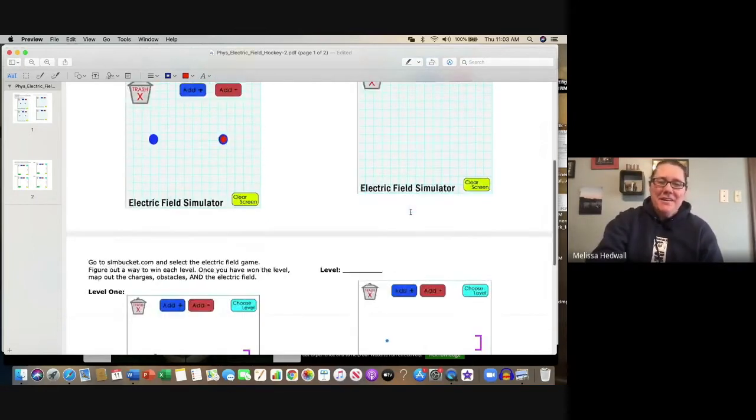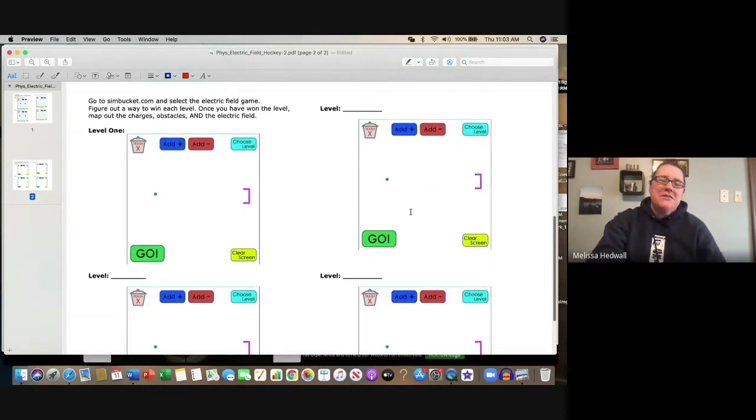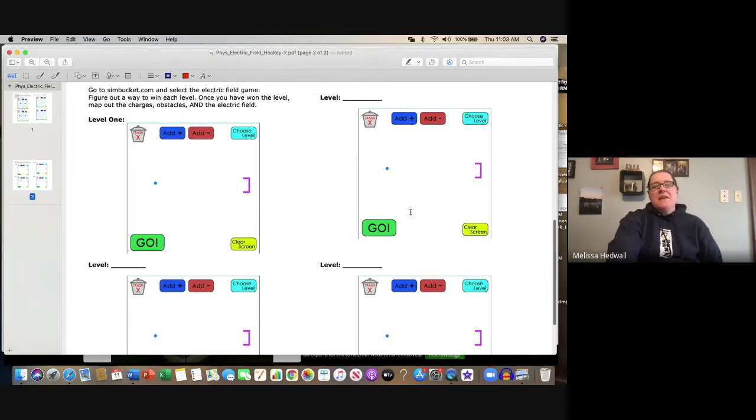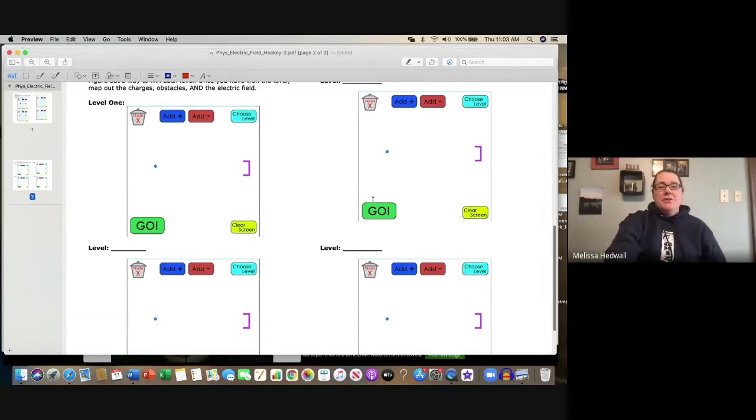The next part can either be really fun or really frustrating. My hope is that you have some fun with it. If you get to the frustrating point, just draw what you have, show the path of where the puck goes on here, and then just say it didn't work. But I want you to try them, and I'm going to show you. We'll do the first one together here.